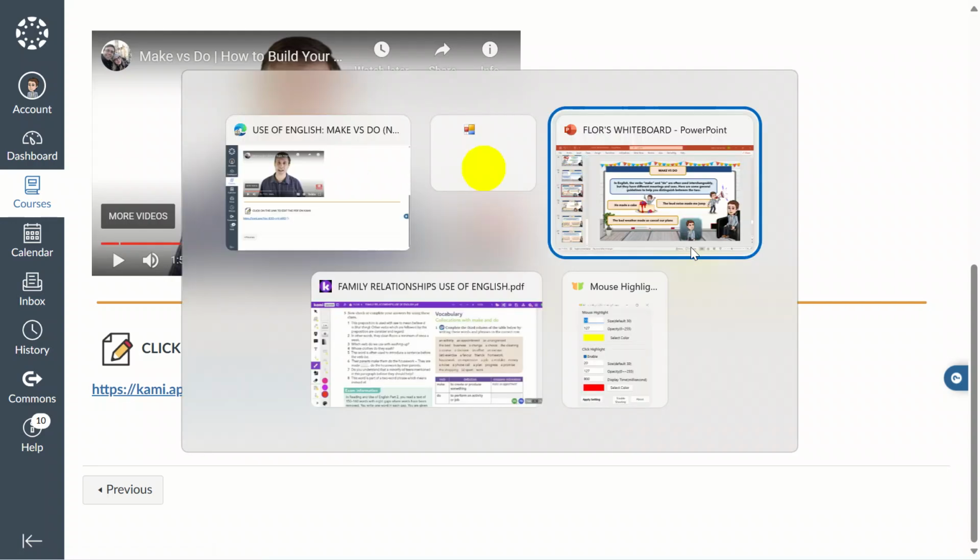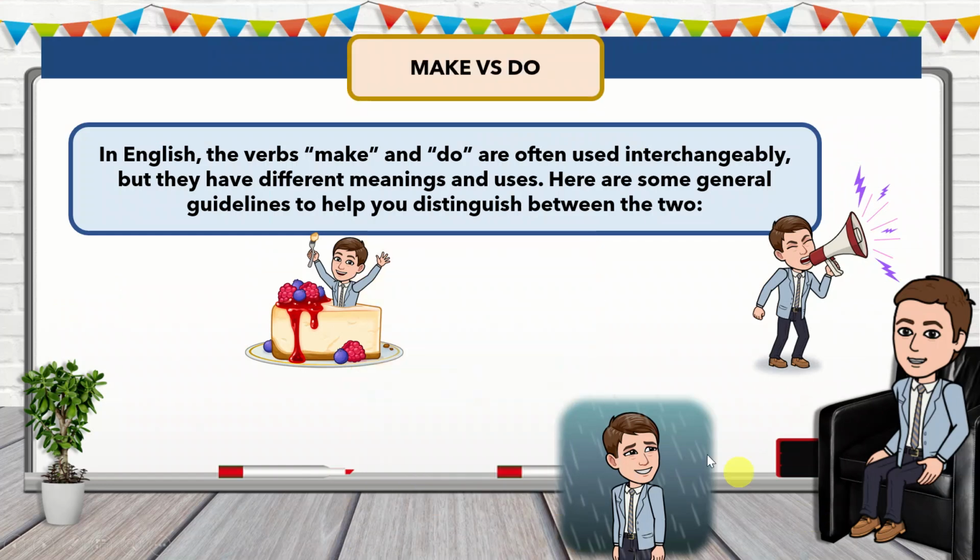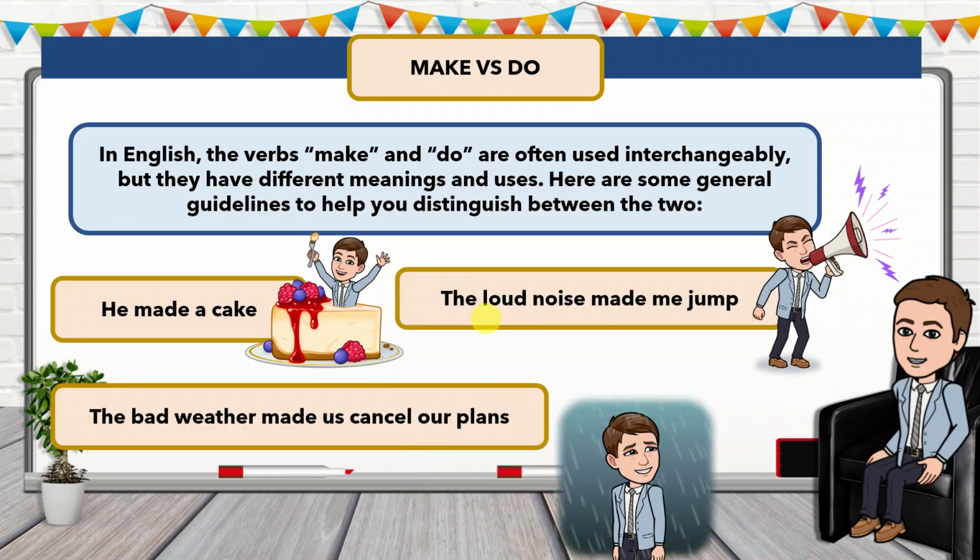So now let's talk about make versus do. In English, the verbs make and do are often used interchangeably, but they have different meanings and uses. Here are some general guidelines to help you distinguish between the two. So we use make to express things or actions, or in this case, nouns that you create or produce. For example, he made a cake.